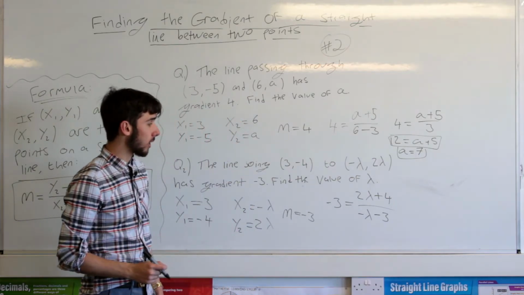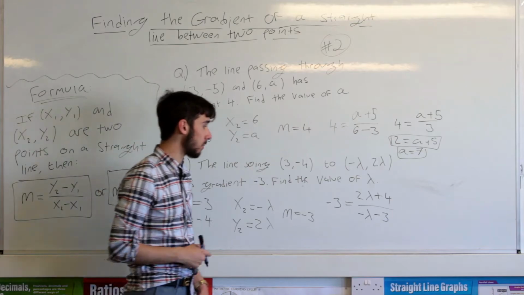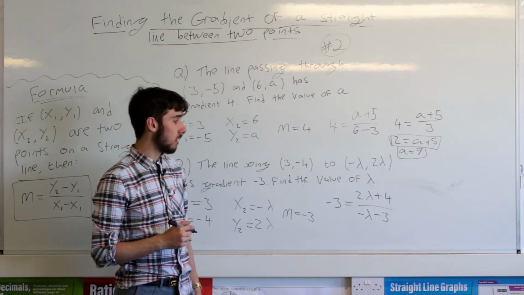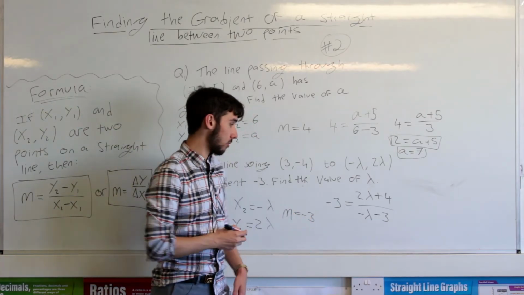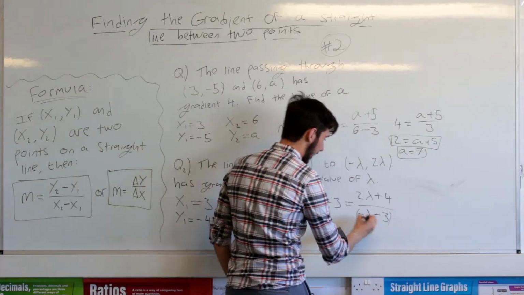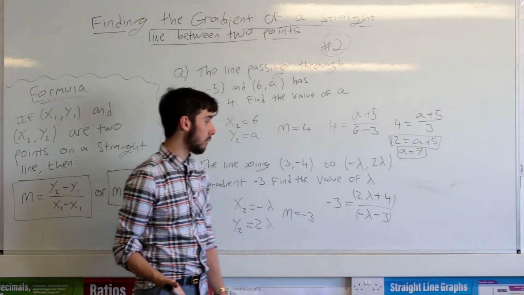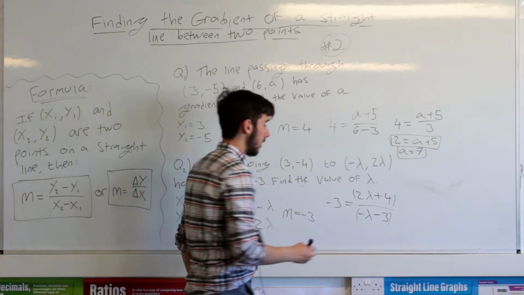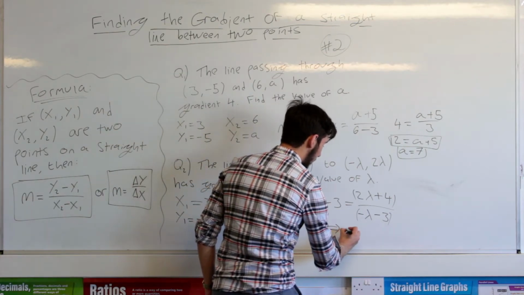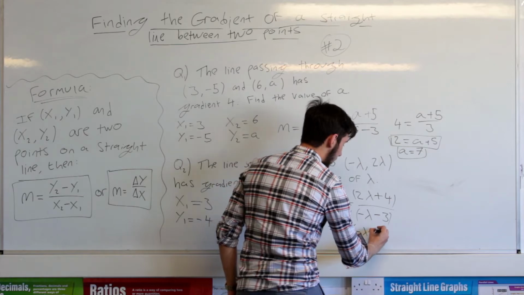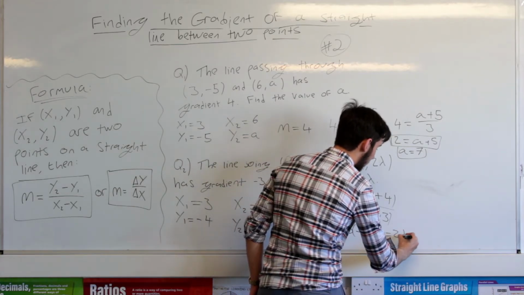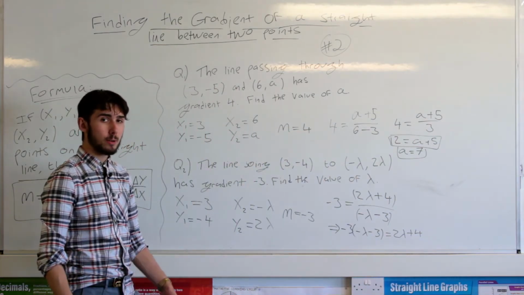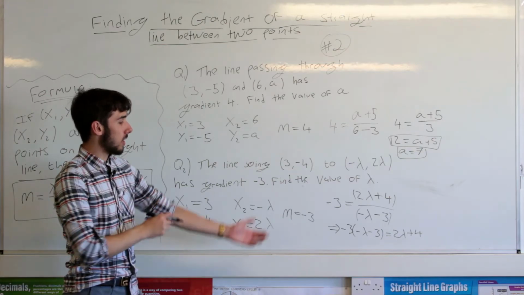So it's going to be a bit tricky now because we might need to use some expanding skills, but that's absolutely fine. The first thing I shall do is multiply everything by minus lambda minus 3, because that is in a bracket, technically. So we can multiply both sides by minus lambda minus 3. Therefore, minus 3 times minus lambda minus 3 is equal to 2 lambda plus 4, just like that. So both sides have got minus lambda minus 3 times bigger.